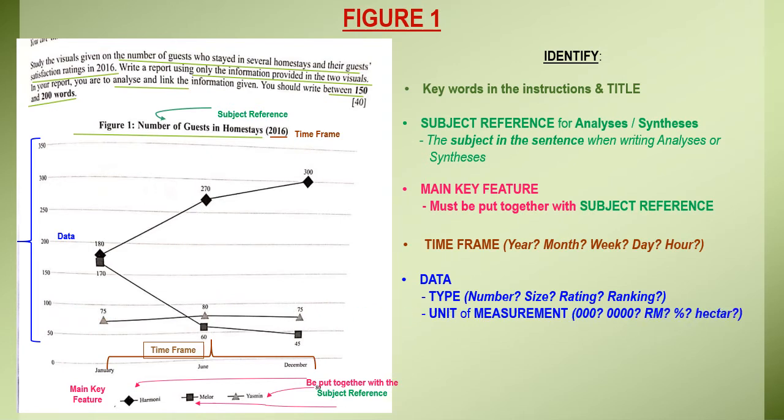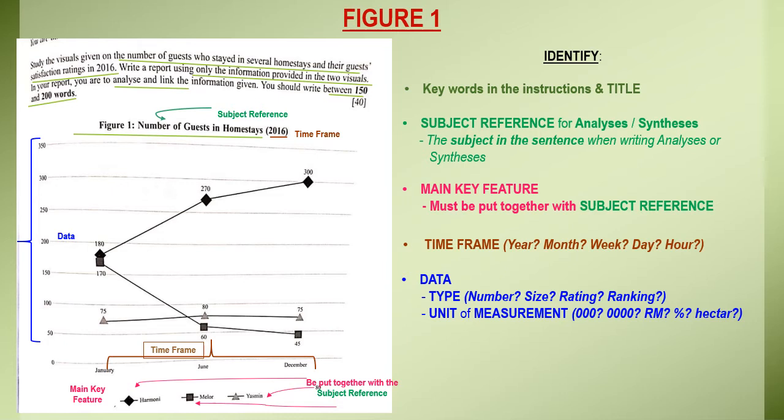You also have to identify the data. Ask yourself, what do you see in the visuals? Is it a number of something, the size, a rating scale, a ranking scale? In addition, pay attention to the data's unit of measurement. Is it in thousand, 100,000, ringgit Malaysia, percentage, hectares? It is very important you know the type of data given, as different types of data require different types of trend words or language of comparison.